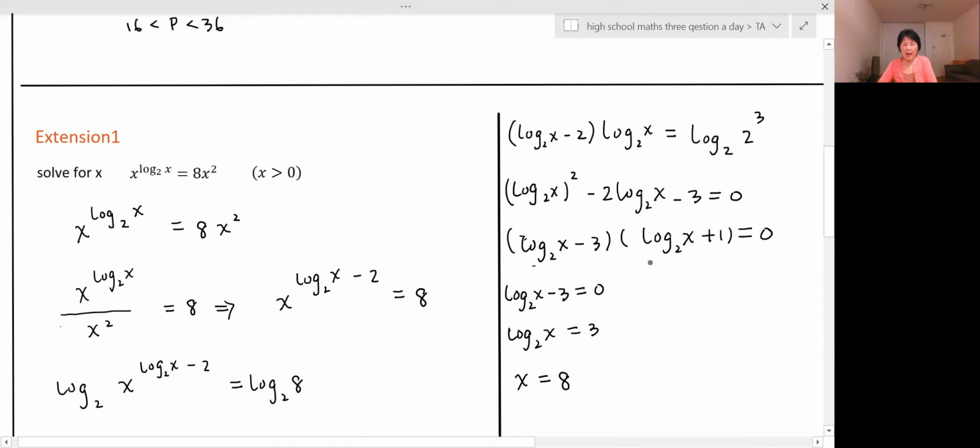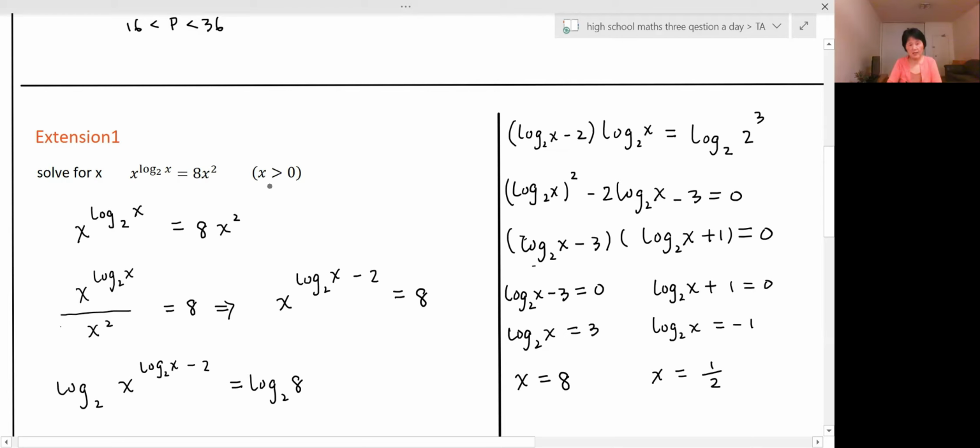Then I make this other bracket equal to 0: log base 2 of x plus 1 equals 0. Then log base 2 of x will be equal to minus 1, so x will be equal to 2 to the power of minus 1. So x equals 2 to the power of minus 1, which is a half.